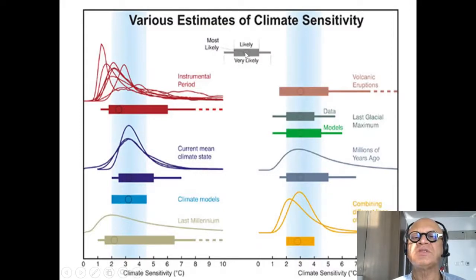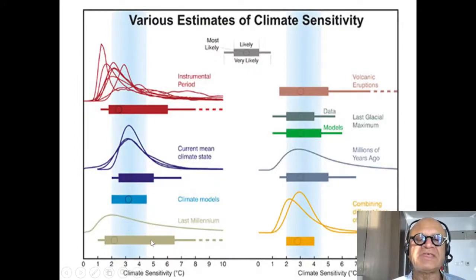So here are the ranges. Most likely is right here in the center. Very likely is in this gray bar, and then the likely scenario goes out quite far. Okay, so the instrumental period has climate sensitivity of the order of 2 to 6 degrees or so, with likelihood extending all the way here in extreme cases. Okay, the current mean climate is somewhere here. Climate models are somewhere here. So climate models are not perfect, as we will see later on.